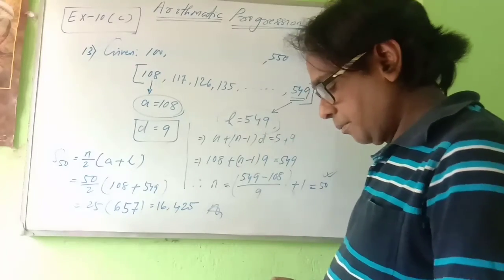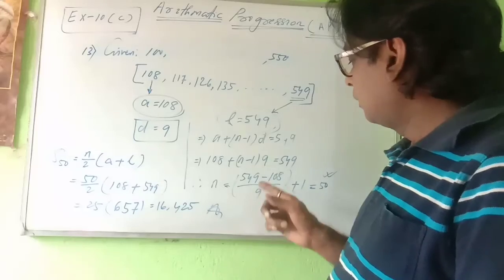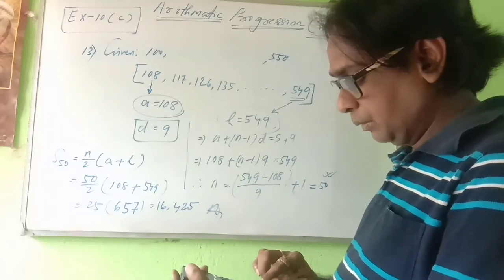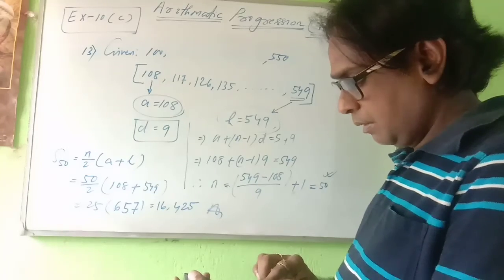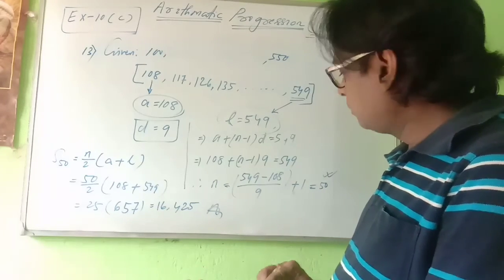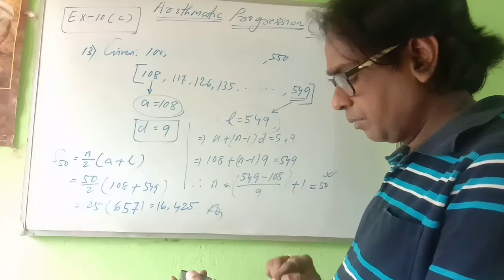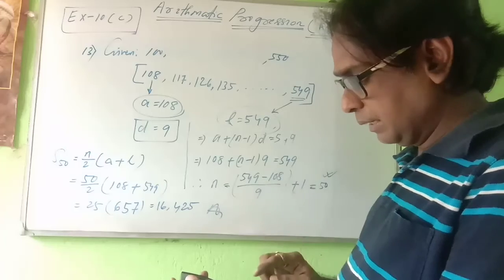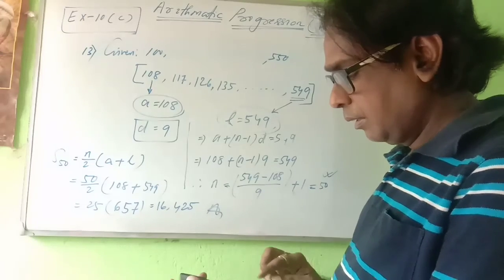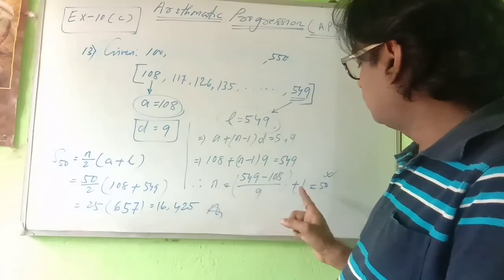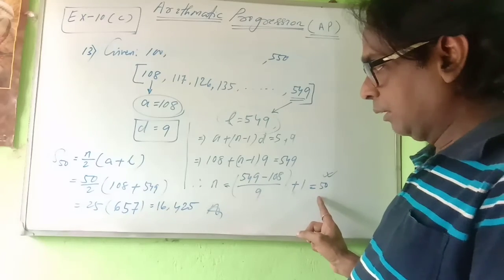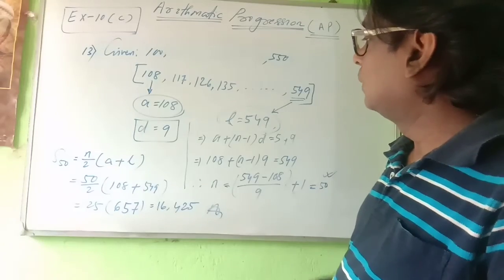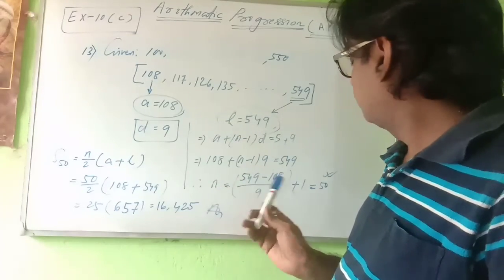How much are you getting? You can check by calculator. Though a calculator is not allowed in the exam, for home practice you can use it for checking your answer. 549 minus 108, you are getting 441, divided by 9 gives 49. 49 plus 1 is 50. The total number of terms in this series which are divisible by 9 is 50.